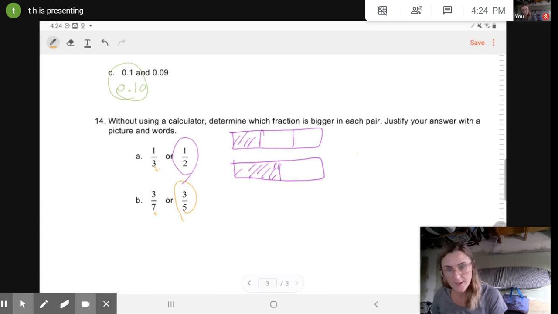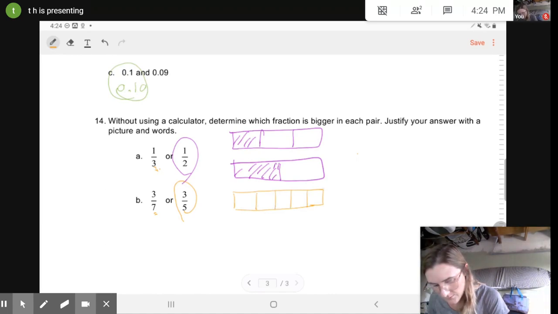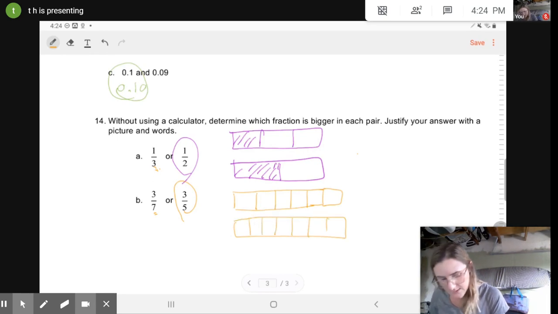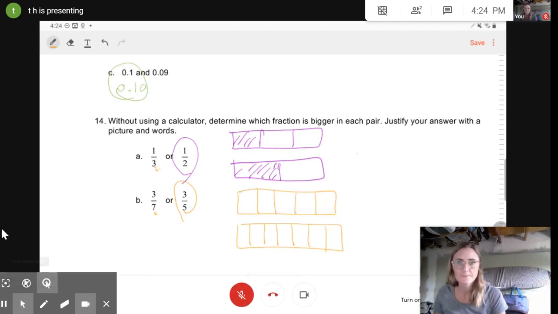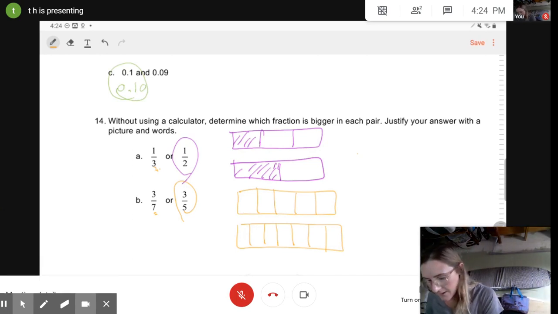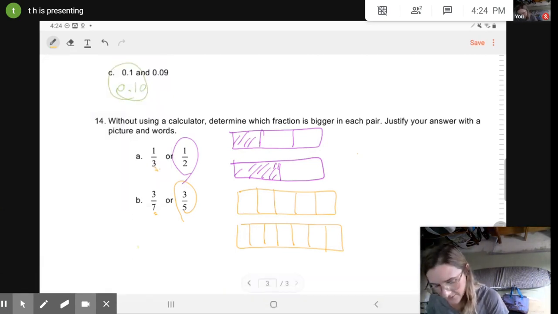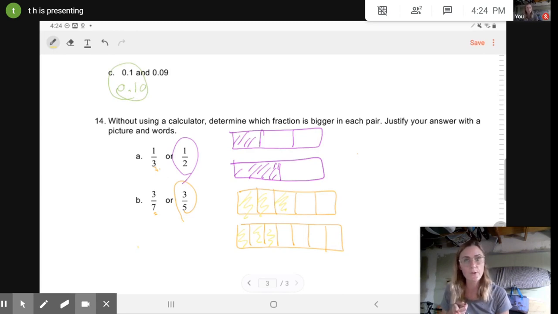And if you wanted to justify it with a picture, you could say, okay, well, if I break something up into 5 parts, 1, 2, 3, 4, I'm just going to make another 5th. Or if I break something up into 7, 1, 2, 3, 4, 5, 6, 7, that does not look right. Okay, let's try that one more time. I just read through these. So if I have 3 parts of 5, that's 1, 2, 3. If I have 3 parts of 7, that's only 1, 2, 3. So 1/7 is a lot smaller than 1/5, which means if we have 3 and 3, this is going to be larger.